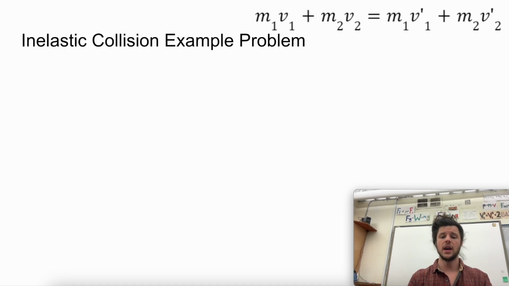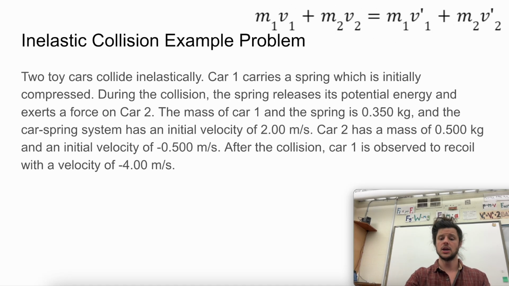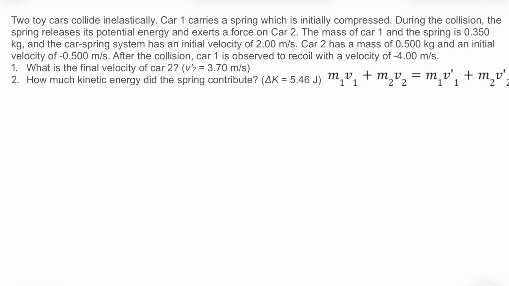All right, so let's take a look at an example problem, and we will keep in mind our conservation of momentum equation. Two toy cars collide inelastically. Car 1 carries a spring which is initially compressed, which means it has some amount of stored potential energy within that spring. And during the collision between car 1 and car 2, the spring releases this potential energy and exerts a force on car 2.